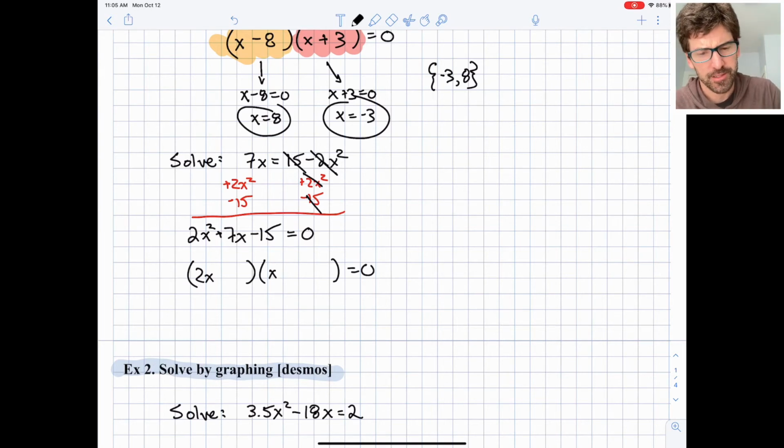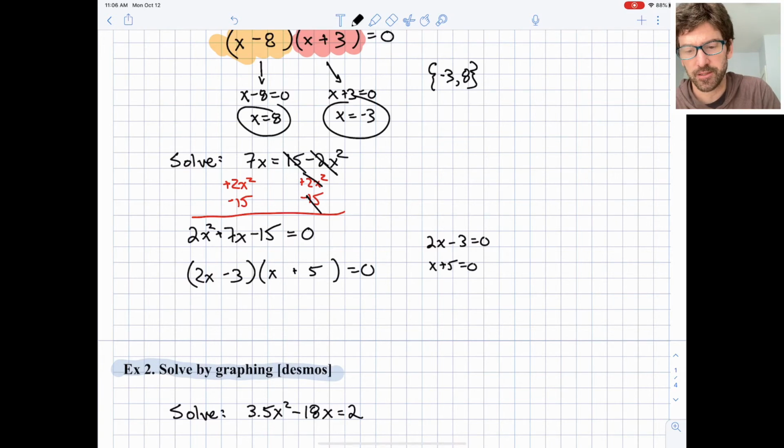So I am going to get a plus 5 and a minus 3 right there. And we do a quick FOILing to check: 2x squared, yep, plus 7x minus 15. So the math checks out, the multiplication checks out. And so now we have two options. One option is 2x minus 3 equals 0, and the other option is x plus 5 equals 0.